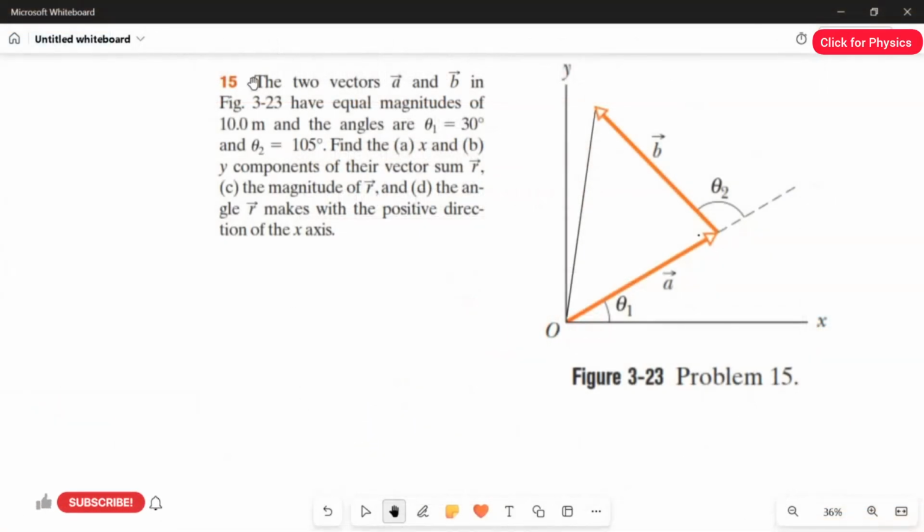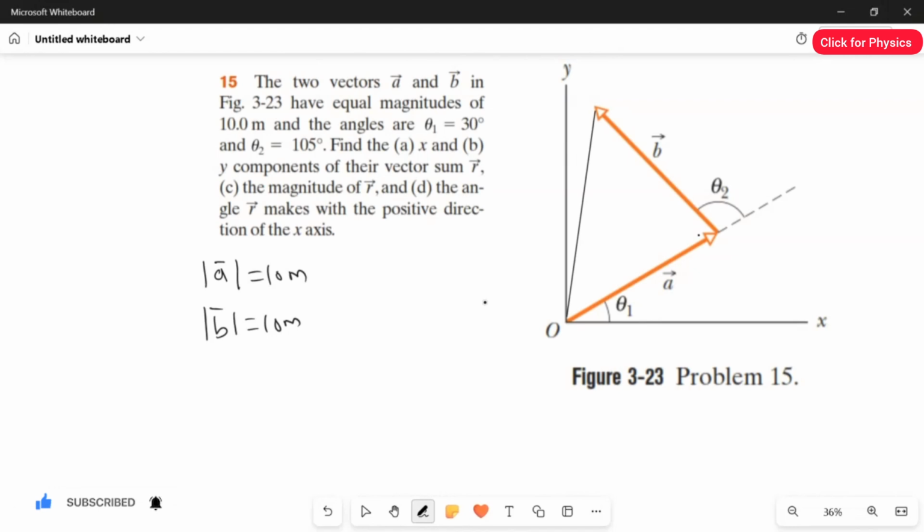Problem 15. The two vectors, vector A and vector B, have equal magnitudes of 10 meter. So that means here the vector A magnitude is 10 meter, and the vector B magnitude is also 10 meter. And the angles are theta 1 equal to 30 degree and theta 2 equal to 105 degree.